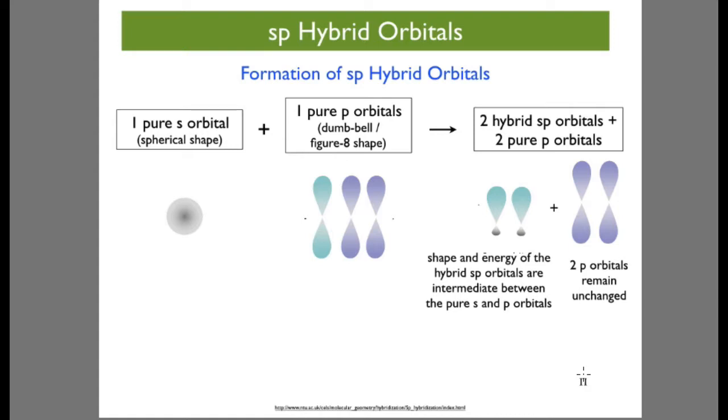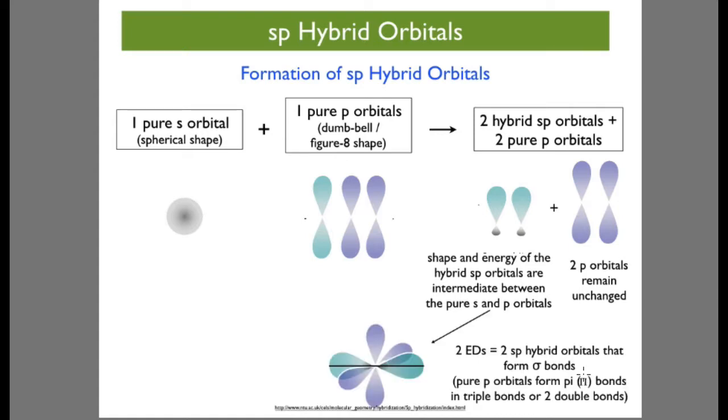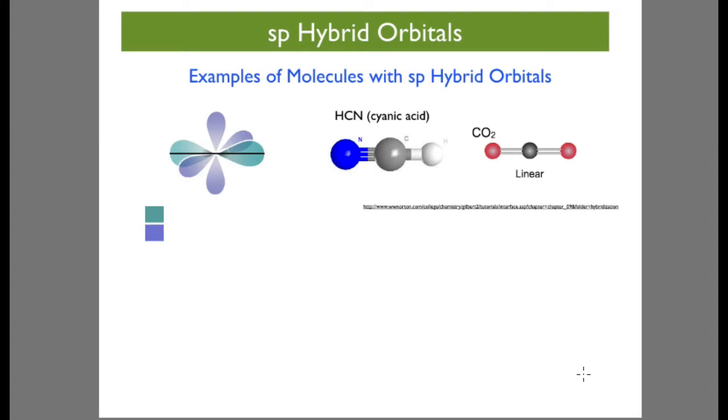The 2 p orbitals remain unchanged, and you can see we get 2 electron domains for these 2 sp hybrid orbitals that form sigma bonds. The pure p orbitals can form pi bonds in triple bonds or 2 double bonds. So there's 2 electron domains, the linear arrangement, the bond angle of 180. Some examples, we've got cyanic acid there and carbon dioxide.